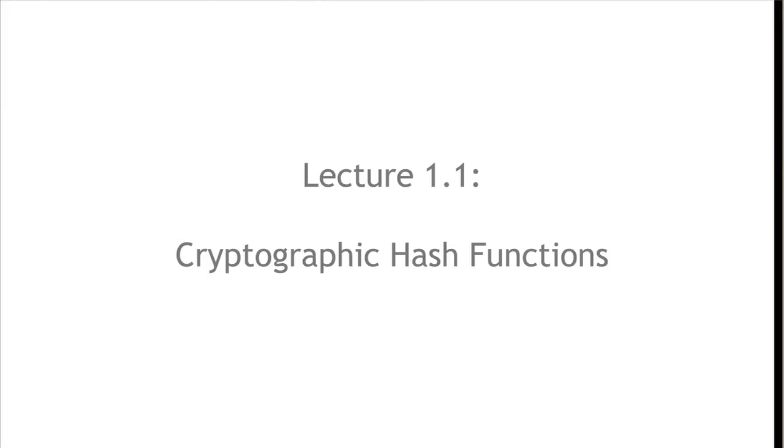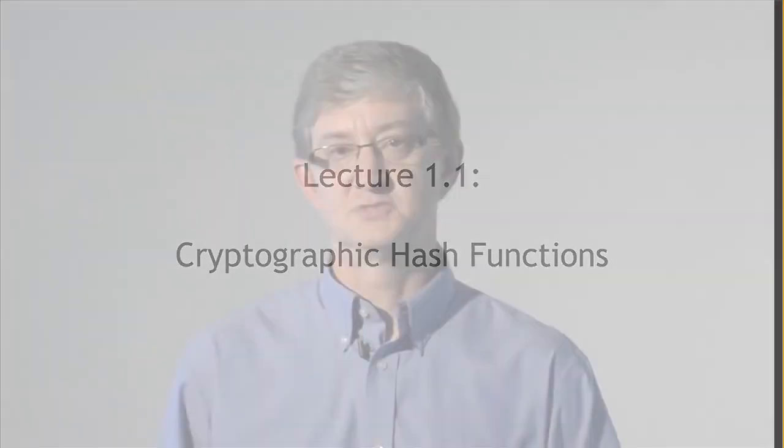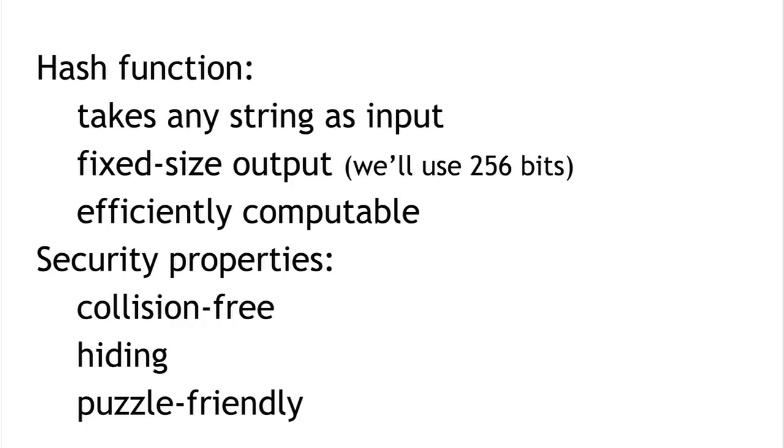In segment 1.1, we're going to talk about cryptographic hash functions. We'll talk about what they are and what their properties are, and then later we'll move on and talk about what their applications are. A cryptographic hash function is a mathematical function, and it has three attributes that we need to start with. First, a hash function can take any string as input, absolutely any string of any size. It produces a fixed size output. We'll use 256 bits in this series of lectures because that's what Bitcoin does. And it has to be efficiently computable, meaning given a string, in a reasonable length of time, you can figure out what the output is.